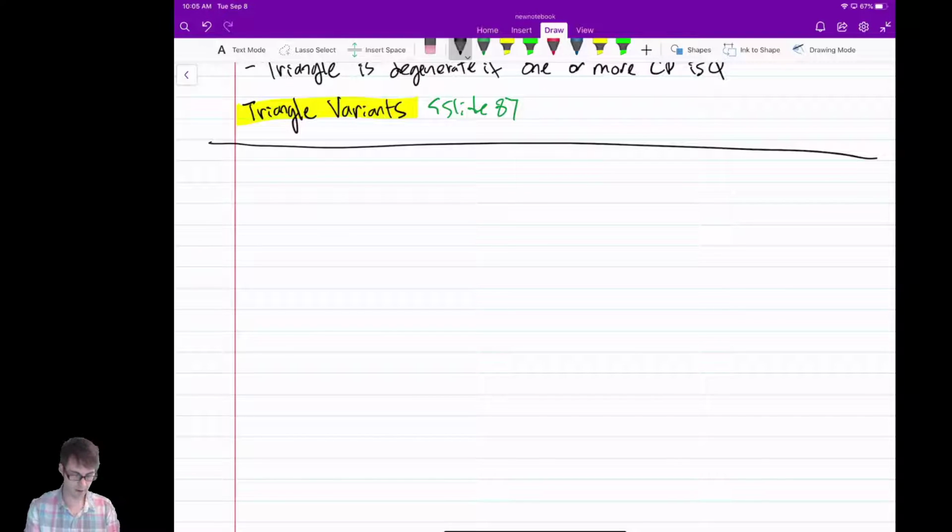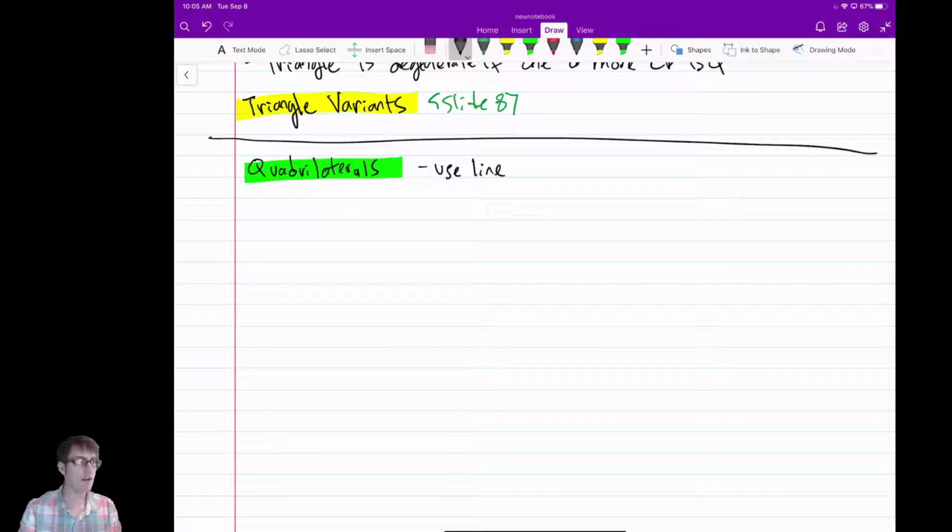Hi, let's learn about our next primitive, quadrilaterals. Now, quads also, just like triangles, use the line. So if we know how to draw a line, we can then draw a quadrilateral. Quadrilateral literally means four lines. So that's all that it is. And we draw them like this.